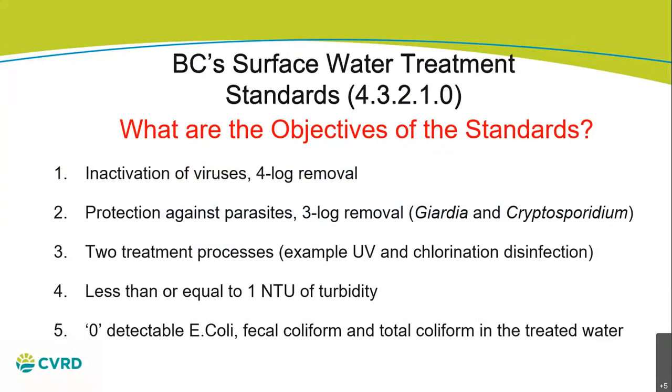So the first thing, and this is a little bit technical, but just to give you a picture, is a 4-log removal of viruses. So 4-log is 99.99% removal. The 3 is a 3-log removal of parasites. Parasites like Giardia and Cryptosporidium are disease-causing from surface waters. And they're common for people that are in the backcountry, for example, and drink surface water without treatment. So that's a 3-log removal, a 99.9% removal of those.